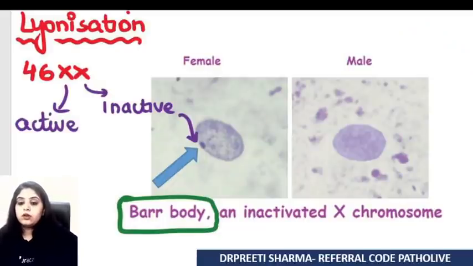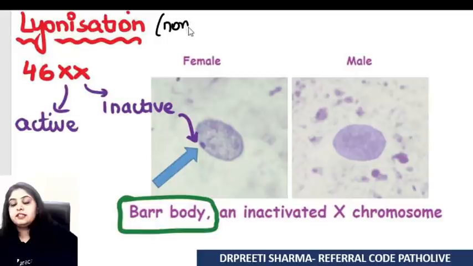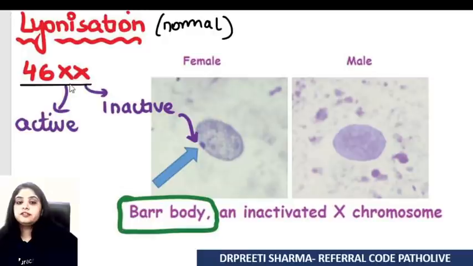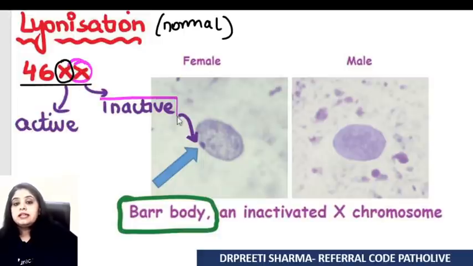Lyon's hypothesis or Lyonization, and this is something which is a normal process, right? It is totally normal, and this is seen in every female. That's why I've written 46XX. It's seen in every female, whereby it's decided that one X chromosome will be kept active all throughout life, and one X chromosome is going to be made inactive all throughout life.